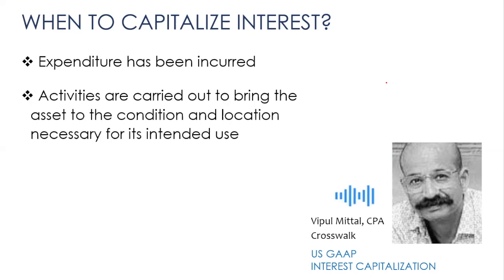For example, if you're constructing a building, then construction activities are in progress. Or if you have purchased an asset, still certain activities are in progress that you may use that asset. For example, certain improvement activities, certain customization activities, certain modifications. Still certain activities are being carried out on that asset. These activities are carried out to make it ready for use.